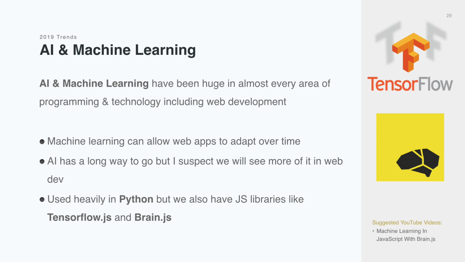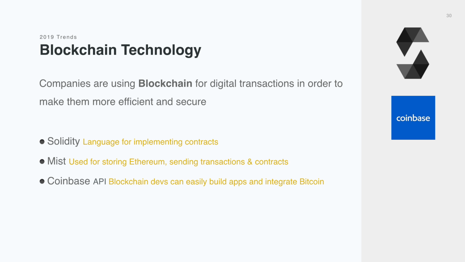All right, next we have AI and machine learning, which have been huge in all areas of technology, and it's starting to creep into web development. It can be used to allow web apps to adapt over time by observing and learning user habits and preferences. It does have a long way to go in general, but I think we'll be seeing more of it in web development. Python is obviously the king for this stuff, but even JavaScript, we have TensorFlow.js, we have Brain.js that deal with machine learning, so definitely something you might want to look at.